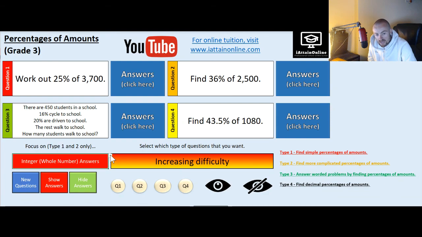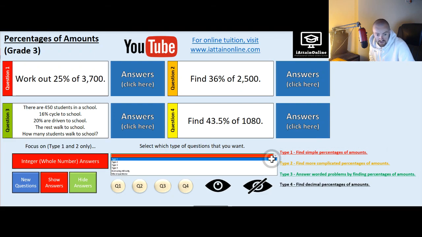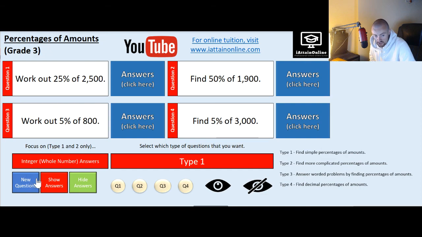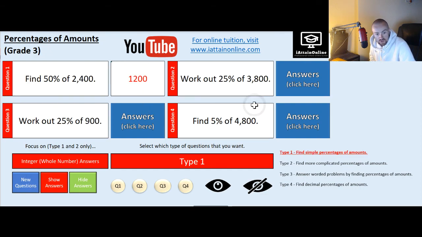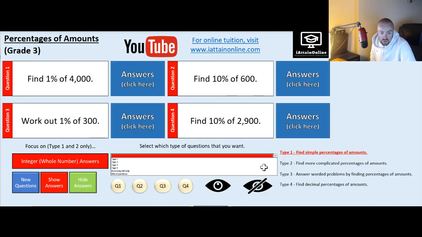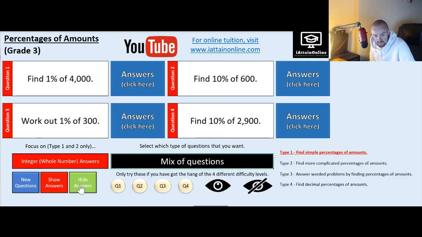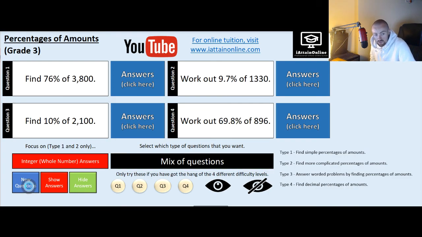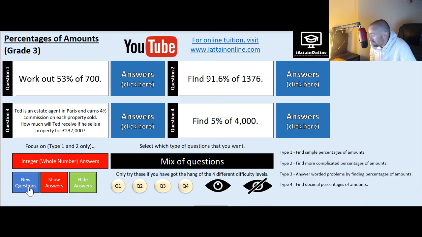So for the first 2 types of questions, you can set it so that it only has integer, which is a mathematical way of saying whole number answers, or you can have decimals, or you can have a mixture if you're feeling confident. Once you've got the hang of individual types of question, let's say you just want to practice question 1, you can do that. You can get all the answers at once, one at a time, or you can get them all at once, and it will generate new questions for you. Once you've got the hang of all 4 types, you can try a mixture of questions, which is where I don't tell you what type of question it is, and that makes it really good practice to show that you really understand the topic.